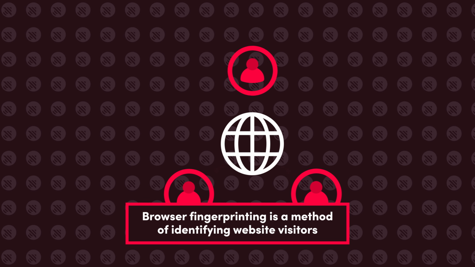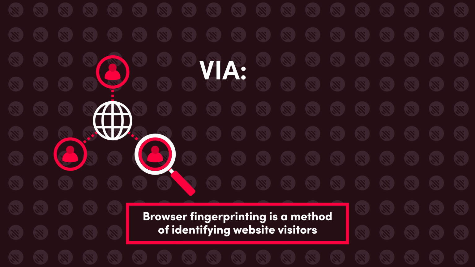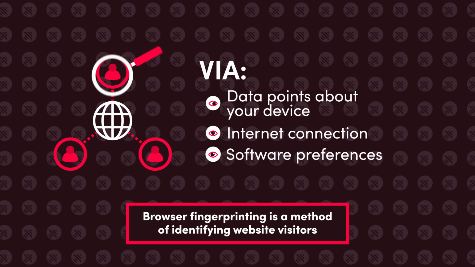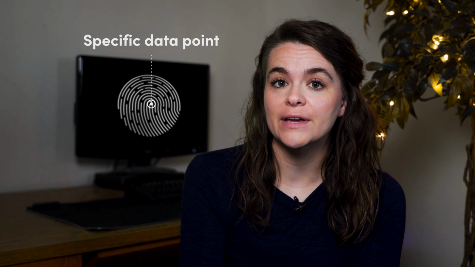Browser fingerprinting is a method of identifying website visitors via a collection of data points about your device, internet connection, and software preferences. Think of it this way. A traditional fingerprint consists of a bunch of aligned lines, right? Now, let's imagine that each line and curve is a specific data point.